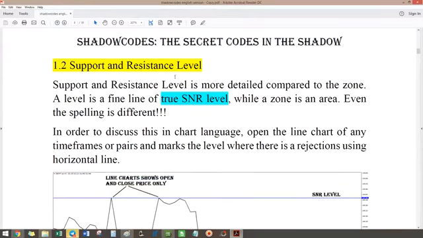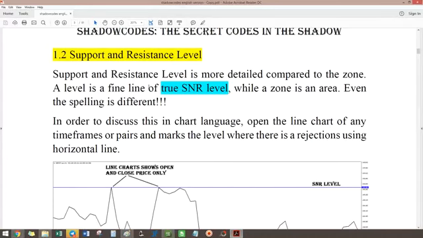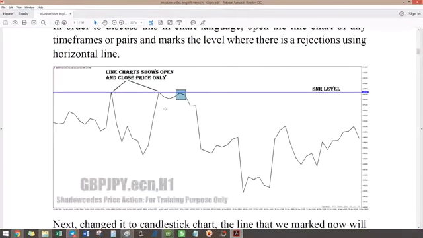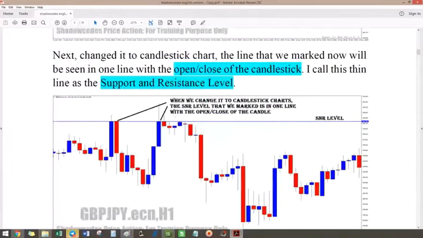So support and resistance level is more detailed compared to a zone. A level is a fine line of true SNR level, which means the real price. The open and close price is the real price. Okay. So while a zone is an area, an SNR level is a thin line. So we look over here, the line chart shows like this. When we change it to candlestick, it will become like this. You will see the open and close price.